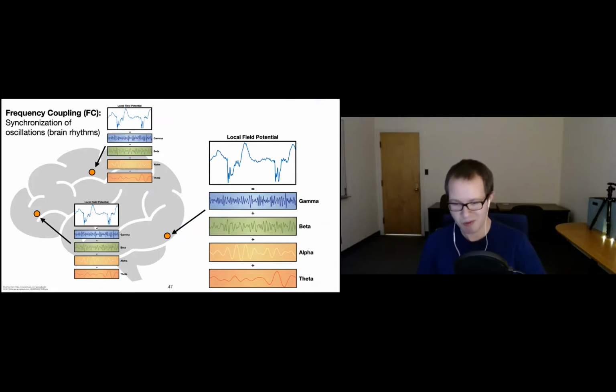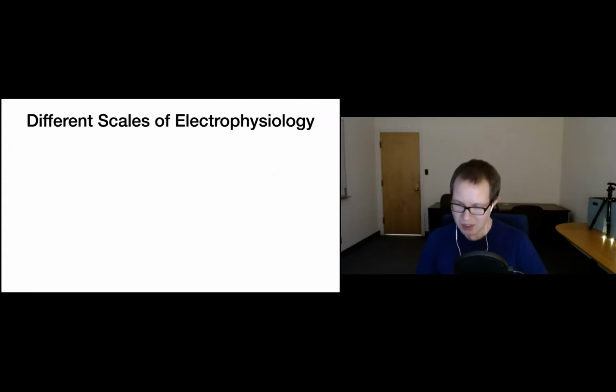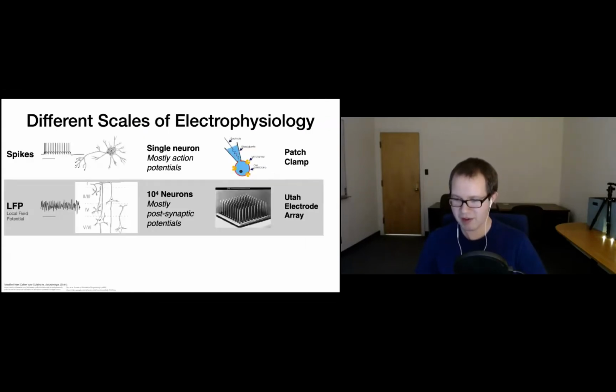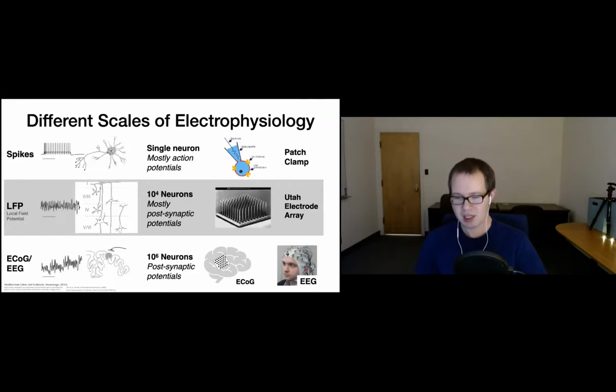It's just one term for it. And so it's really the synchronization of brain rhythms. Now, there's different scales of activity that this can be studied at. Spikes underlie everything. And so there's a really complicated method to get individual spikes, which is called a patch clamp.